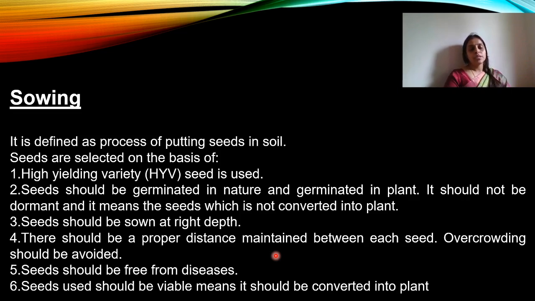The seeds are selected in such a way that they should be a high yielding variety, and they should germinate properly. They should not be in a dormant phase. The seeds should be sown at the proper, right depth. They should not be overcrowded, and there should be a proper distance between each seed. They should be disease resistant and free from disease, and they should be viable and easily available.